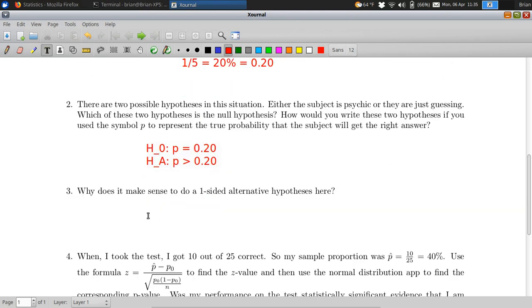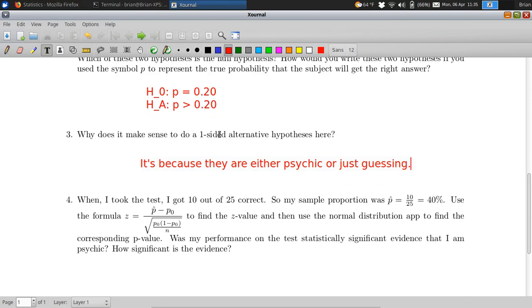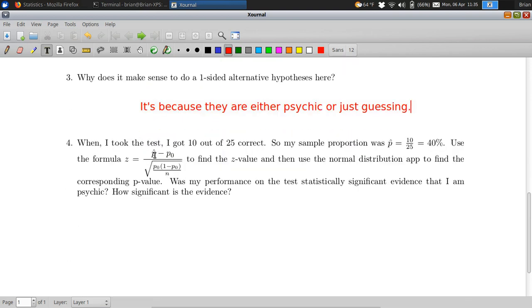Okay, so it's because they are either psychic or just guessing. And if they're psychic, then they're better than 20% chance, not worse. Okay, so now when I did this, I got 10 out of 25 correct. This is something that my cousin and I did, like I said, we were testing each other. And wow, I was psychic.